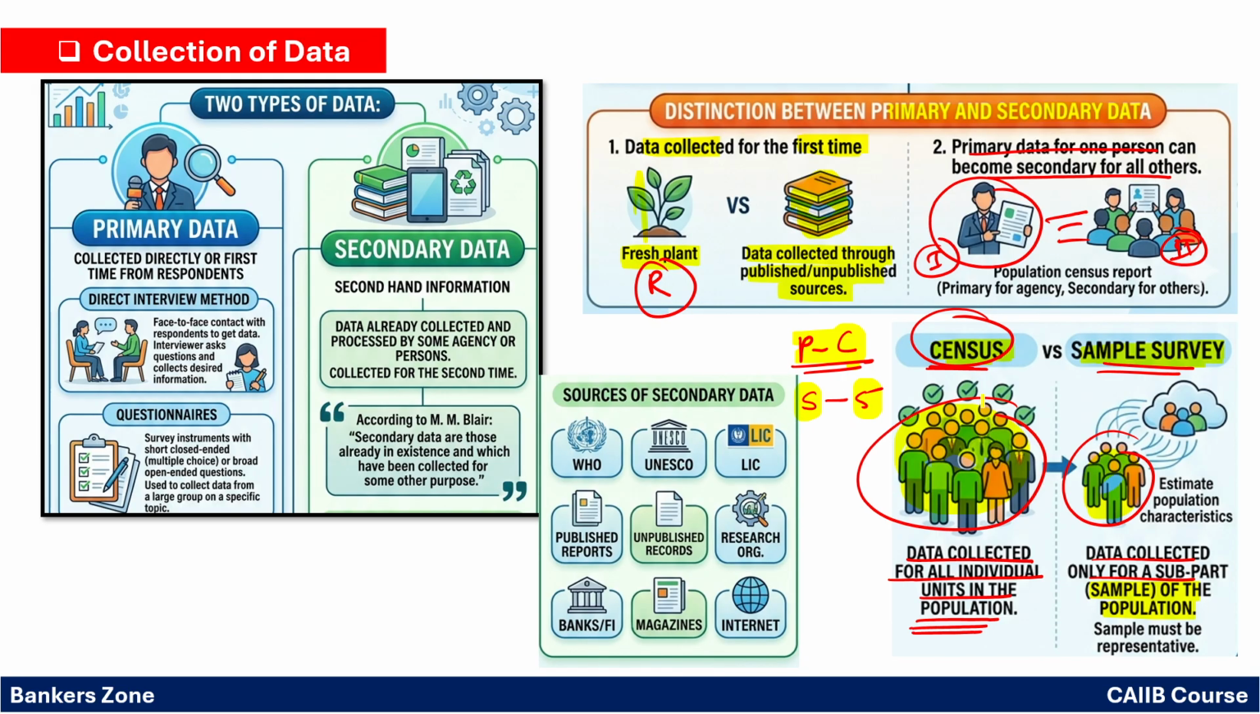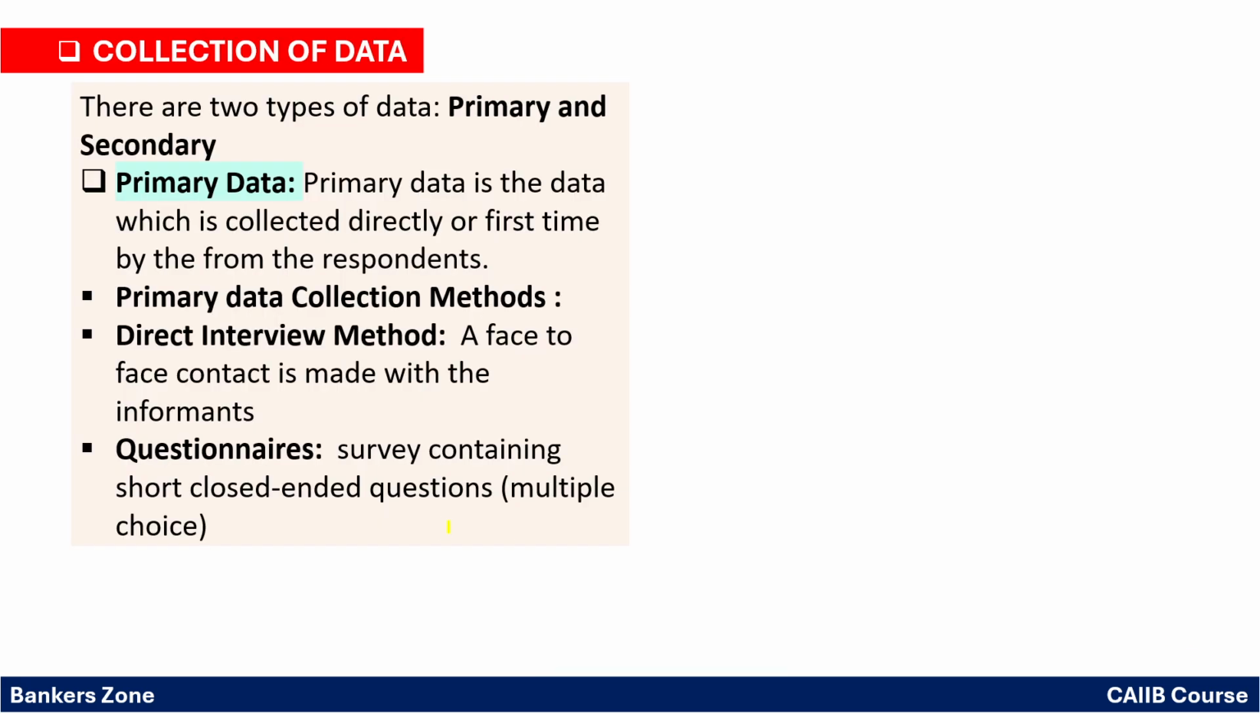So census represents mainly all the units in the population, and survey represents the units in the sample. Okay. Now, we have already learned there are two types of data. One is primary data, another is secondary data. Primary data means the data which is collected directly, or for the first time, from the respondent or the informants.